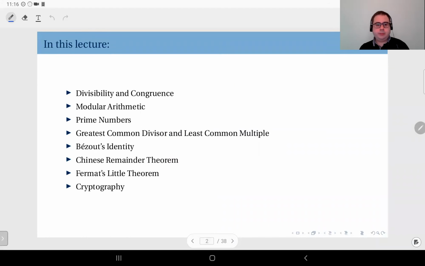This week we are talking about divisibility and congruence, modular arithmetic, prime numbers, the concepts of GCD and LCM and how to find them. And then we'll talk about Bezout's identity, Chinese remainder theorem and Fermat's Little theorem. And finally, we will see an application of all of these in cryptography.